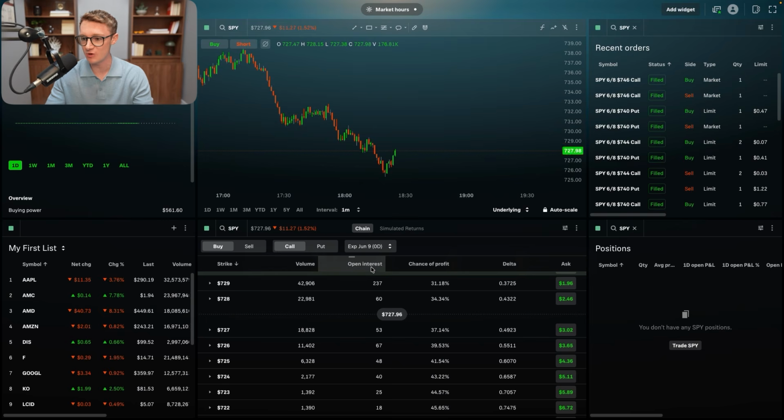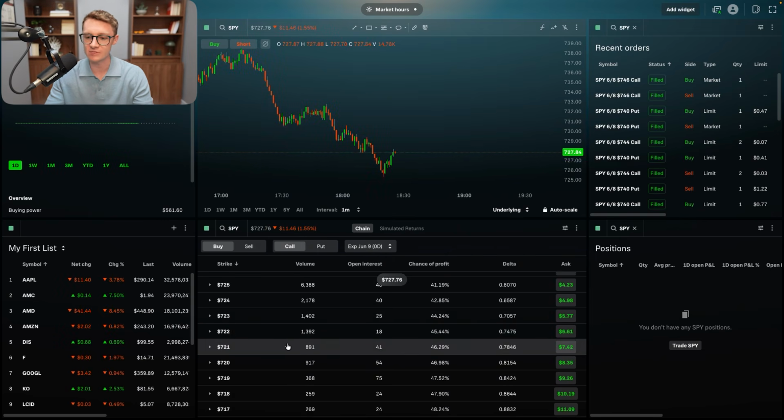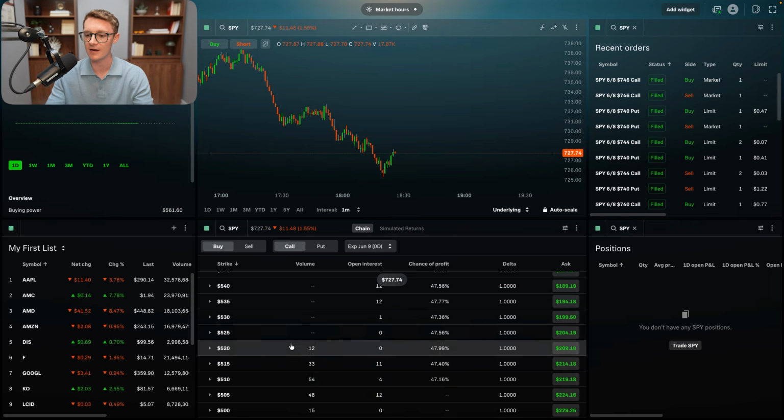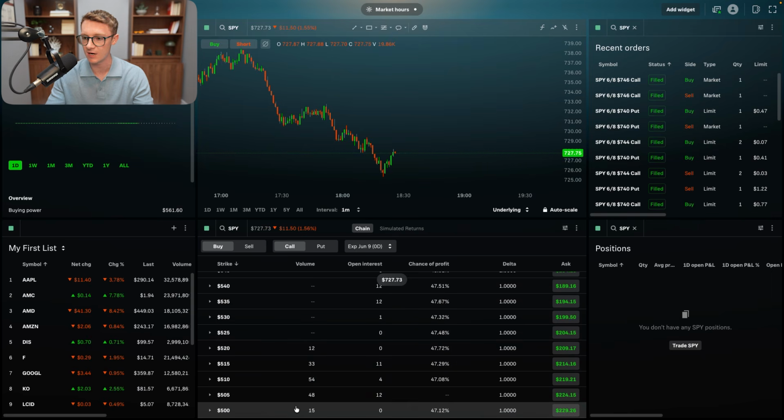Now, the most important thing when you go to buy an option contract is making sure that there is enough volume and open interest. Now with SPY, it's not going to ever be an issue unless you maybe look to buy a contract that is so far in the money or so far out of the money. You can see these 500 calls only have 15 in volume and 0 in open interest.